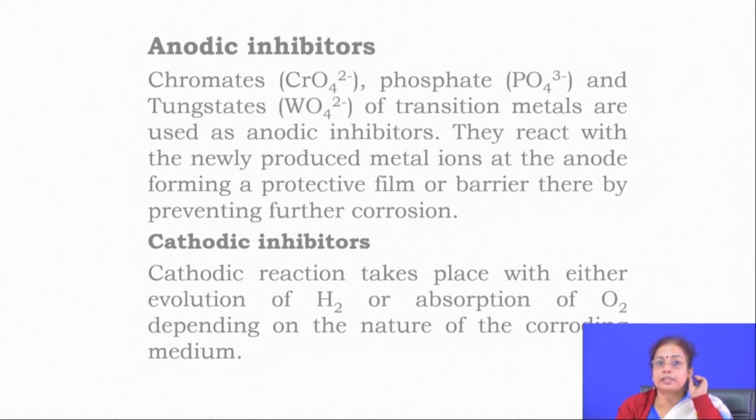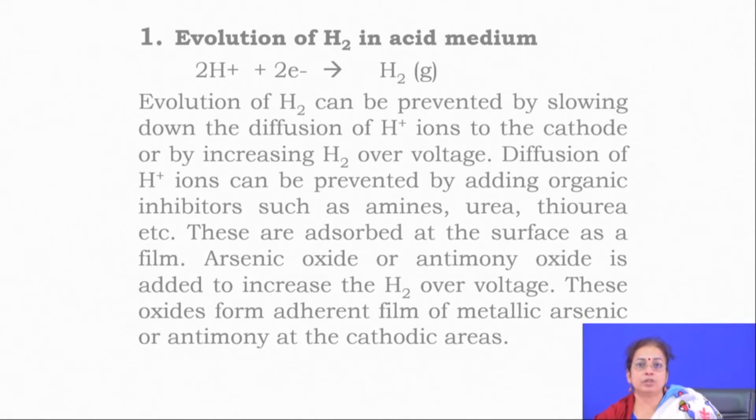Cathodic inhibitors are the inhibitors whose reaction takes place with either evolution of hydrogen or absorption of oxygen, depending on the nature of the corroding media. They make your component basically cathode, so that it does not react anymore, because whatever hydrogen or oxygen you are generating gets consumed by the inhibitors. There is always hydrogen evolved in the media.